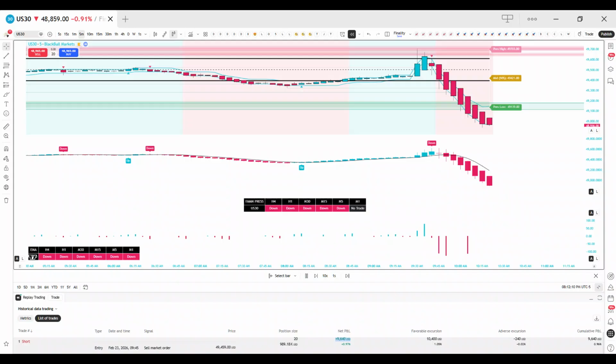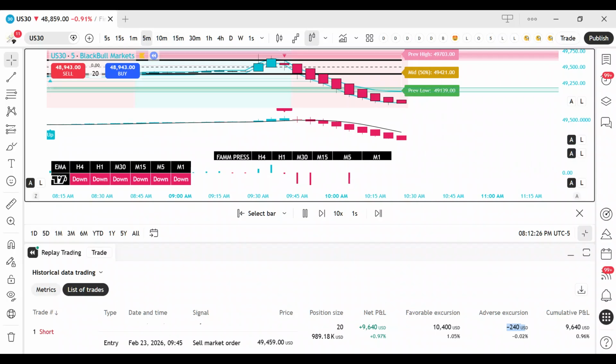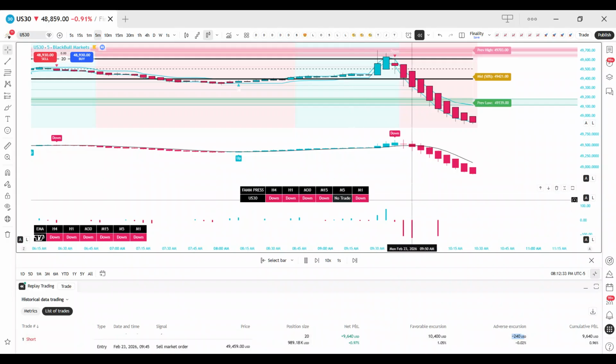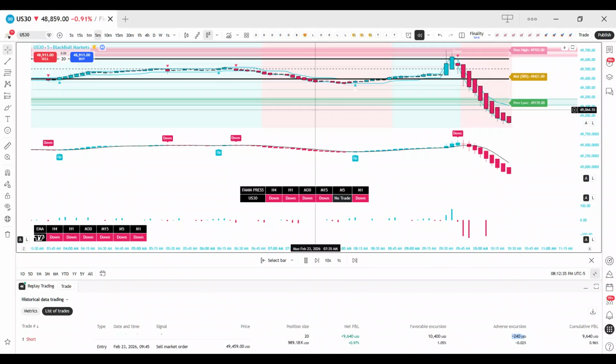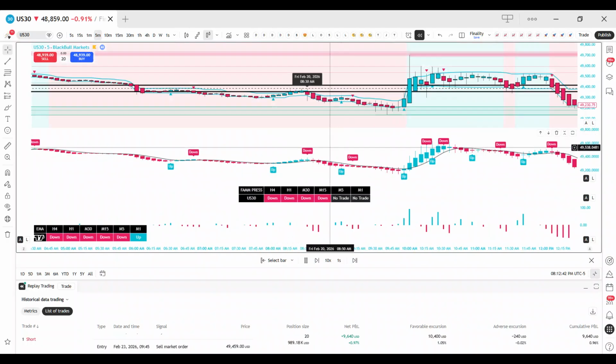This one turned blue. So what did we take? 96.40. So we took 96.40 out of 10,400. Drawdown, $240. Right? Amazing move. So these are the type of moves that we're looking for. This is getting darn near the whole thing. Right? Getting darn near the whole thing. Beautiful. Next day.